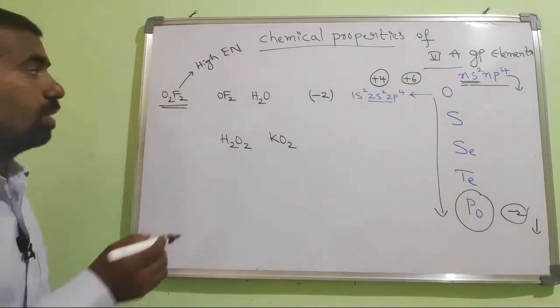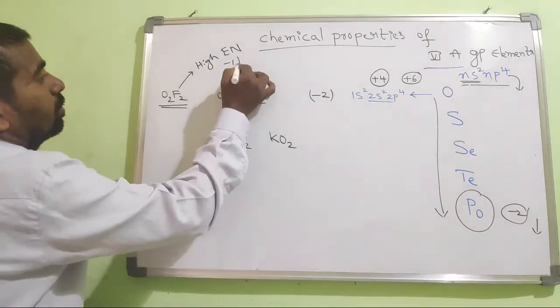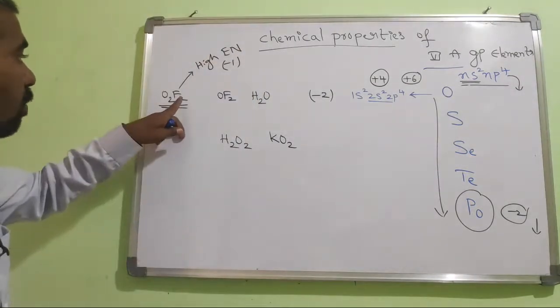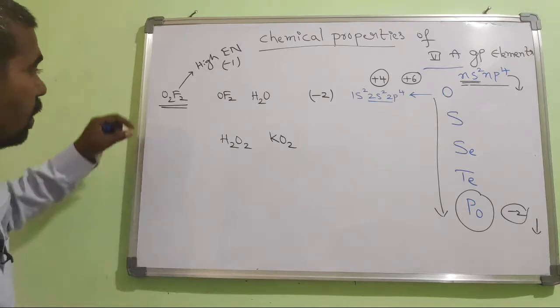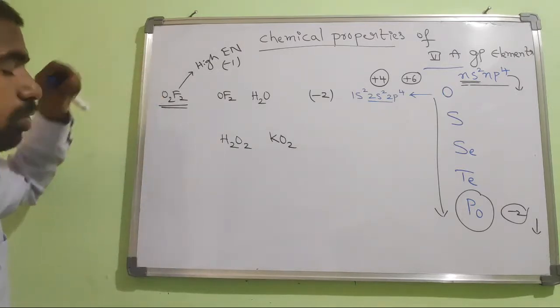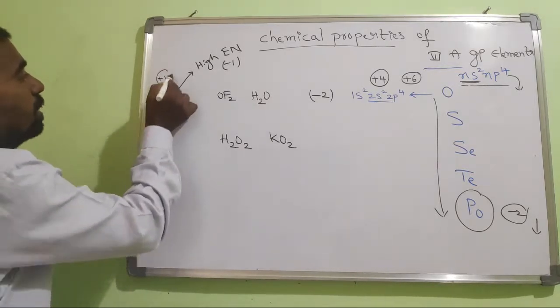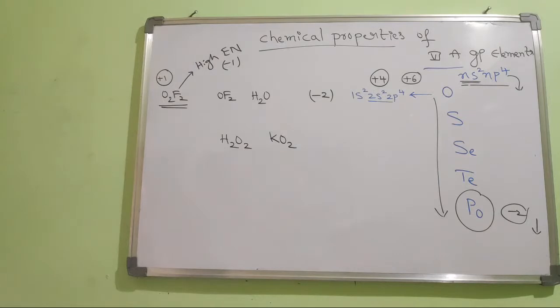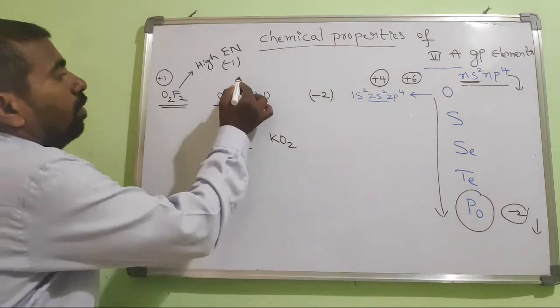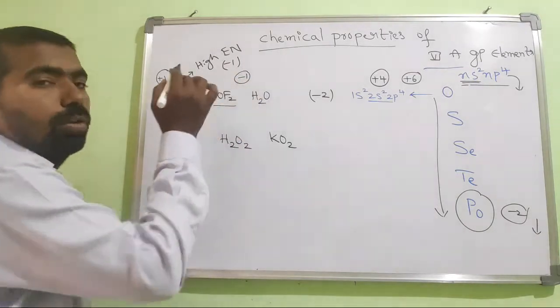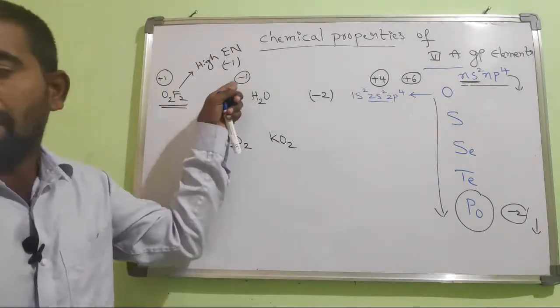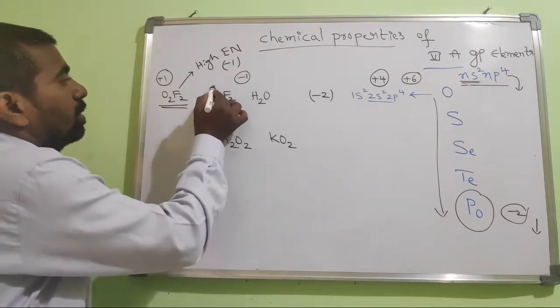Fluorine always exhibits the -1 oxidation state. So -1 into 2 is -2, and so O must exhibit +2 oxidation state in OF2. In O2F2, oxygen exhibits +1. Here fluorine exhibits -1, with 2 fluorine atoms, -1 into 2 is -2, so oxygen exhibits +2.